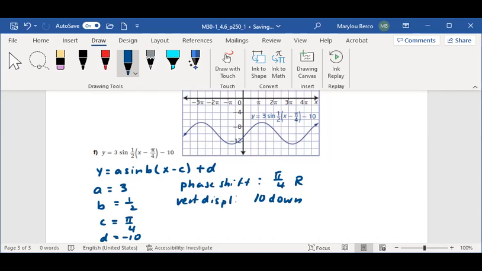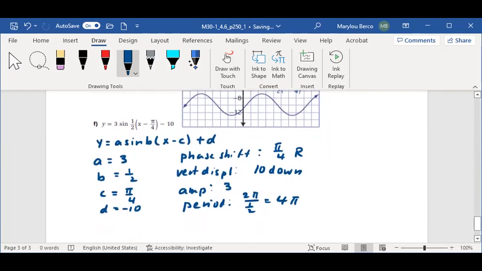To sketch the graph, also use the amplitude of 3, and the period is 2 pi over 1/2, or 4 pi. And there is no vertical stretch or horizontal stretch. The period will stay as 4 pi.